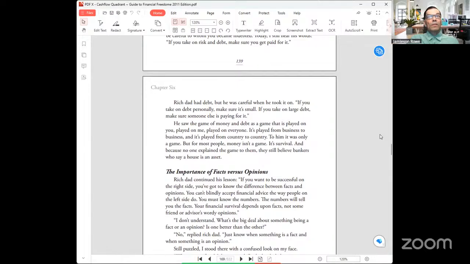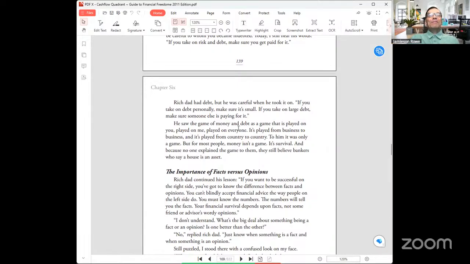Oh, wait, what? Rich Dad had debt, but he was careful when he took it on. If you take on debt personally, make sure it's small. If you take on large debt, make sure someone else is paying for it. Ooh, that's a trick. Make sure someone else is paying for your debt.